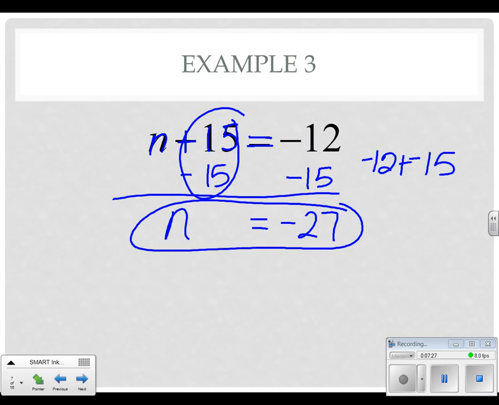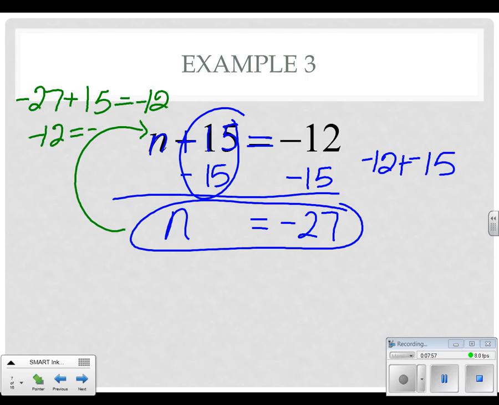And we go back up and we check our answer by plugging this into the original. So we have, let's see, negative 27 plus 15 equals negative 12. And we check our work. Negative 27 plus 15, you would find the difference. 27 minus 15 gives you 12, and it would be a negative. And that's the same on both sides, so this is correct.